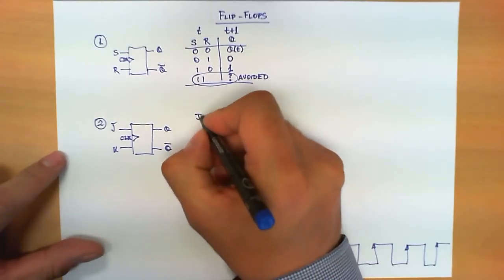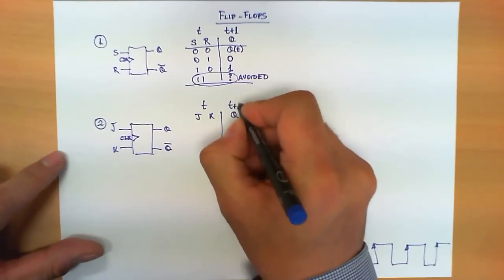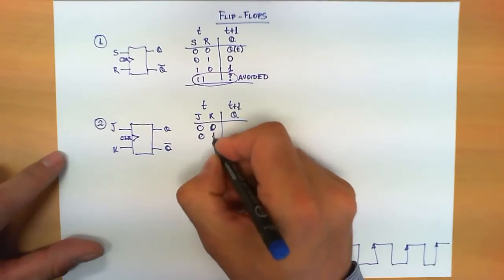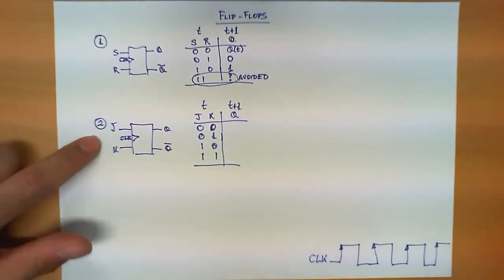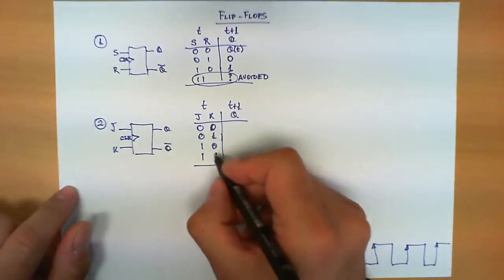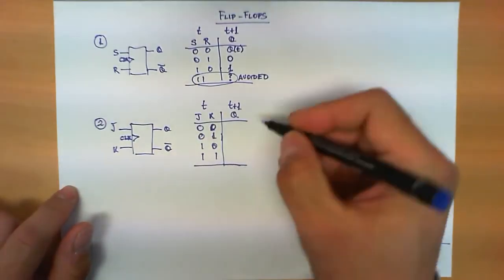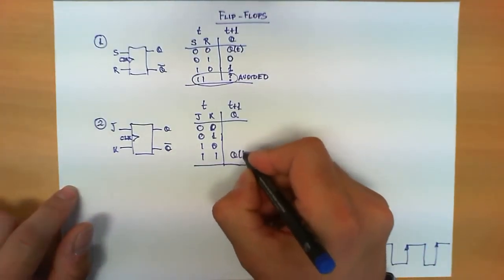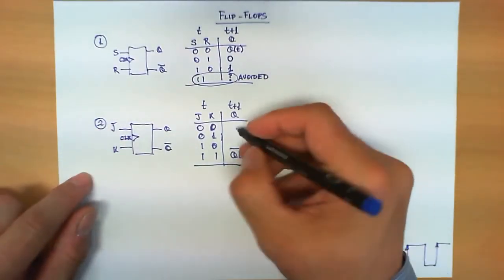We specify the values of J and K at time t, and we calculate the value of Q at time t plus 1. As in the previous case, we have four possible combinations: 0 0, 0 1, 1 0, 1 1. And the JK flip-flop behaves similar to the SR flip-flop, except that in this fourth transition over here, whenever both signals are 1 1, the flip-flop, rather than being unstable like in this case, changes the value of its output. And the other three combinations are the same as in this case.